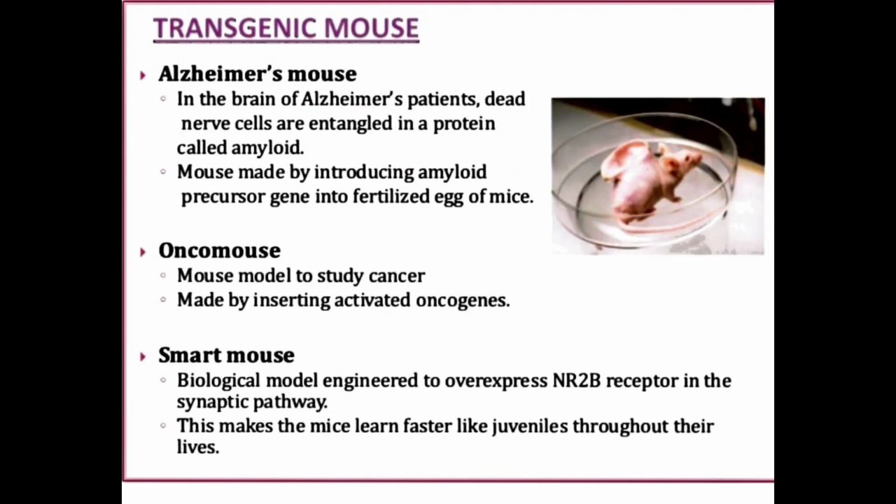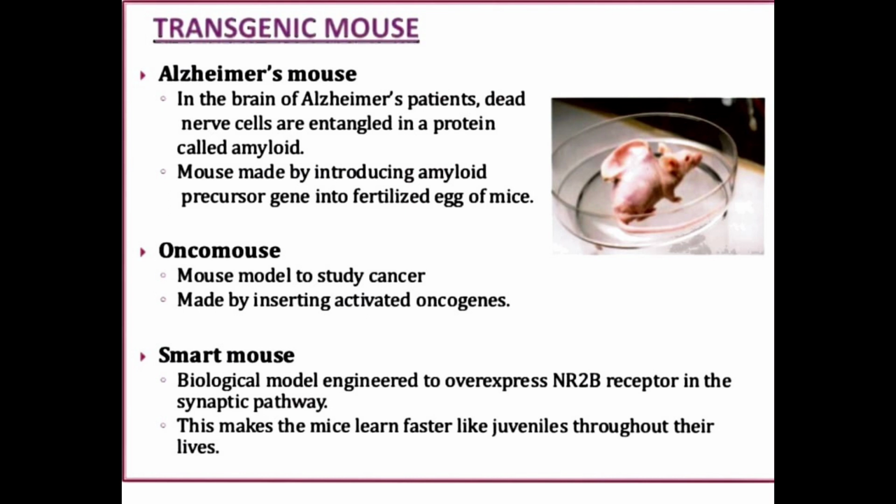Next, transgenic mouse. Alzheimer's mouse. In the brain of Alzheimer's patients, dead nerve cells are entangled in a protein called amyloid. Mouse made by introducing amyloid precursor gene into fertilized egg of mice. Oncomouse. Mouse model to study cancer, made by inserting activated oncogenes.